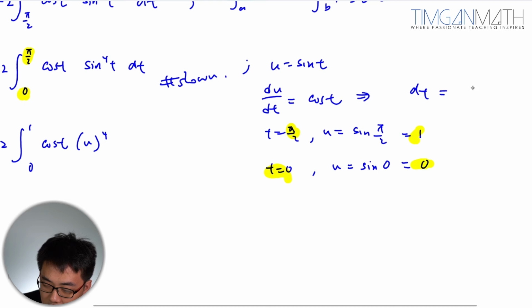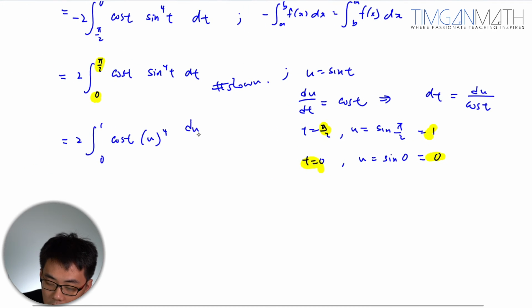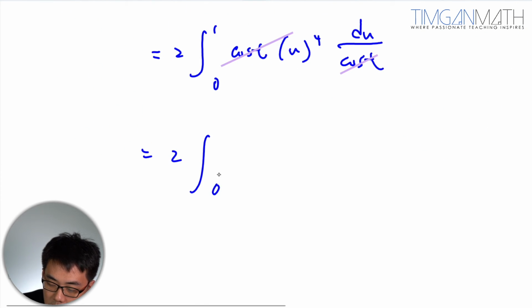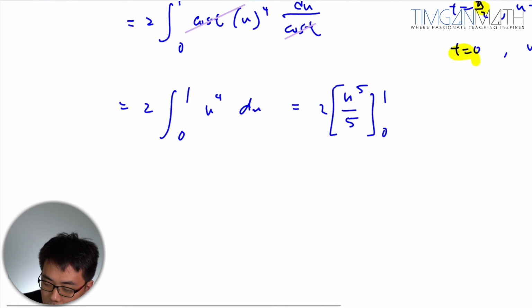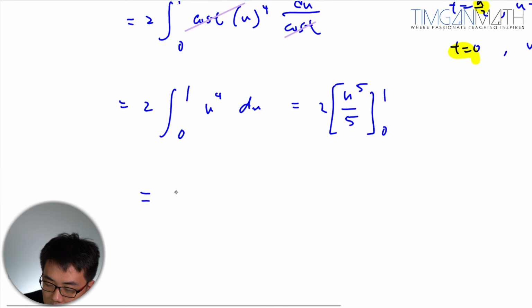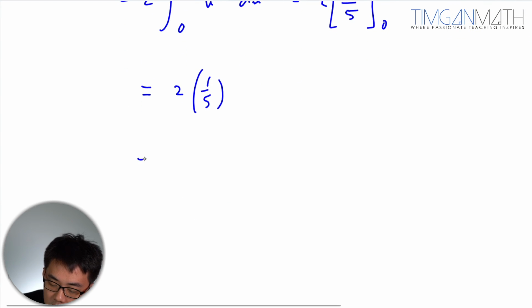So this is actually just the u substitution method, the cancelling method. You will cancel away this, it's fine, and you get u to the power 4 du. So this will just be u to the power 5 over 5, from 0 to 1, and times 2. So in this case it will be just 2 times 1 over 5. So it's 2 over 5 square units.